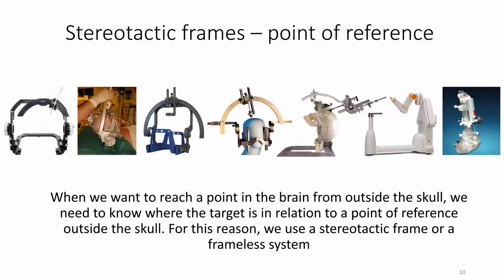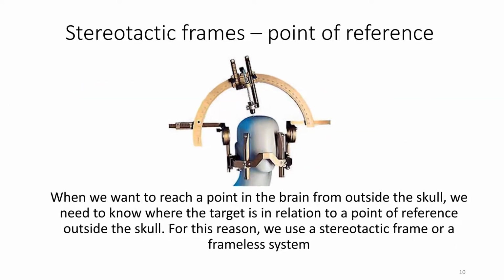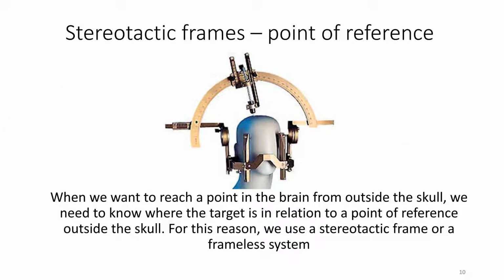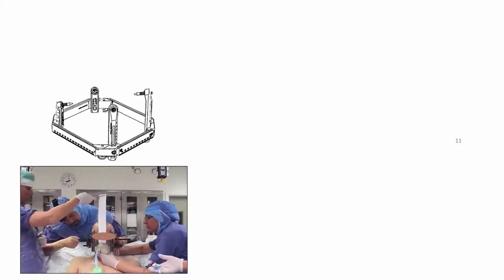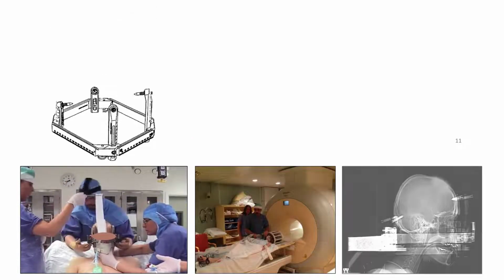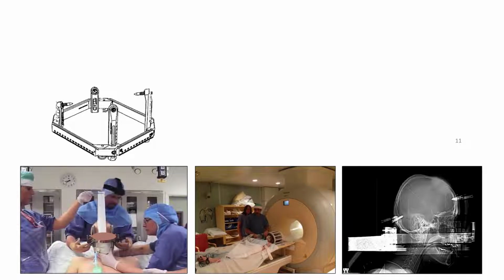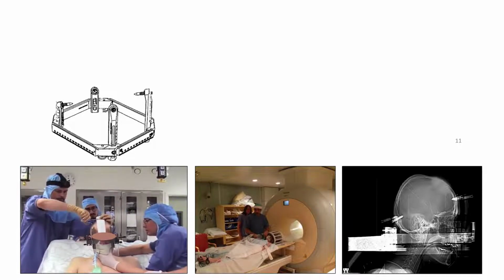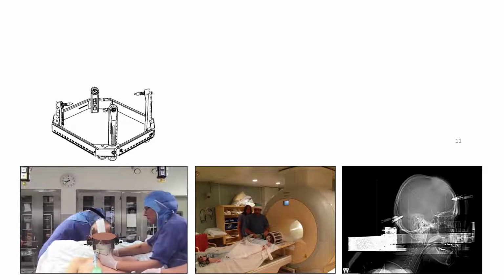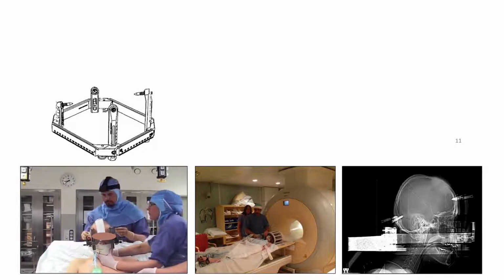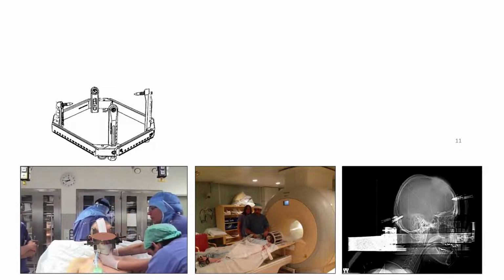When we want to insert an electrode into a certain point in the brain from outside the skull, we need to know where the target is in relation to a point of reference outside the skull. For this reason, we use a stereotactic frame or a frameless system. Thus, we attach a frame to the head to work as a reference point, and when we then perform an MRI, CT or X-ray to simultaneously visualize the frame and the intracranial structures.